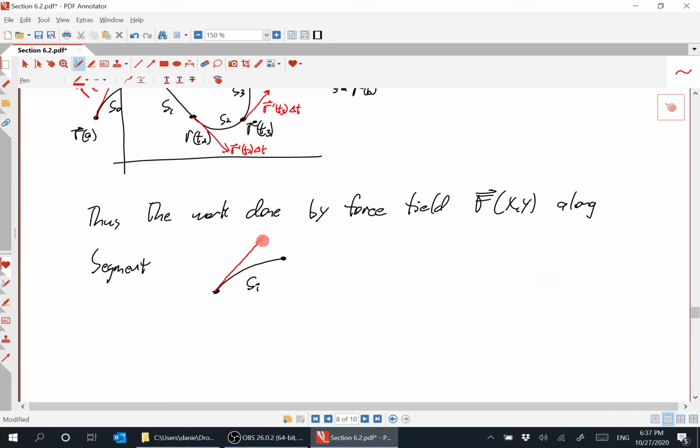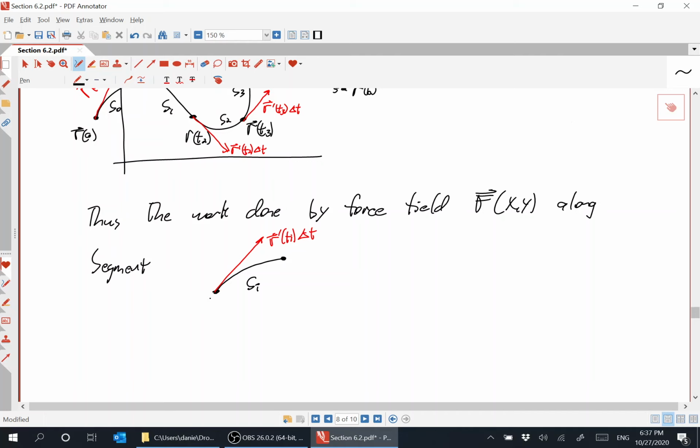So the tangent vector r prime(t_i) delta t approximates that little bit of the curve S_i. And as delta t gets really tiny, the approximation gets better and better. Like this is S_i and this is the tangent vector. They become very close together.